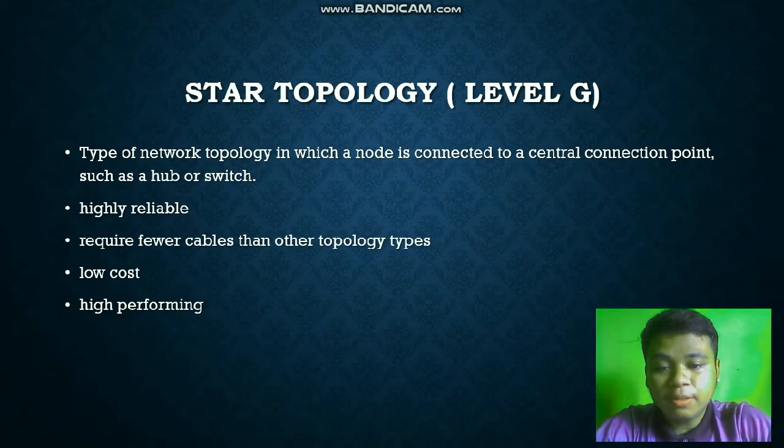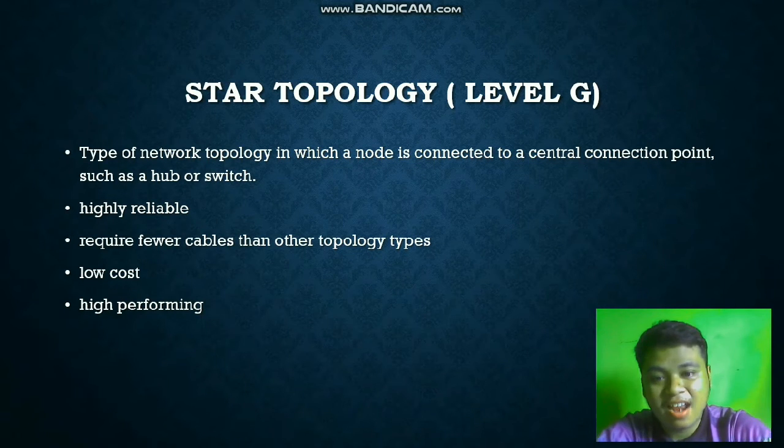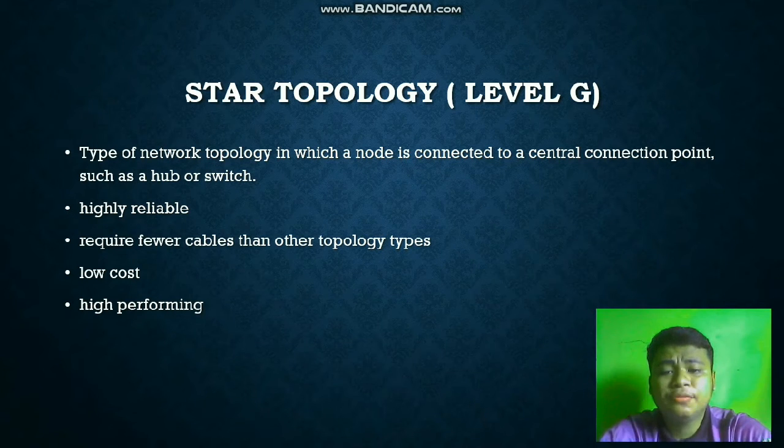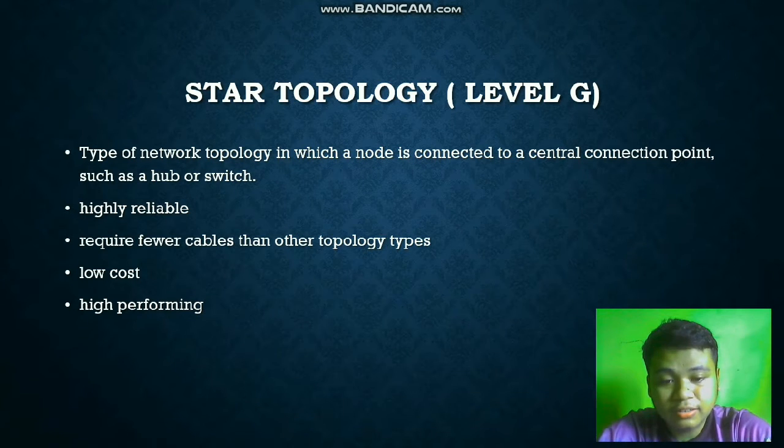The most appropriate topology for each level. Level G, star topology. For level G, we identified that star topology is the most appropriate topology. Star topology is a type of network in which each node is connected to a central connection point, such as a hub or switch. The central node has the responsibility of managing data transmission across the network and acting as the repeater.